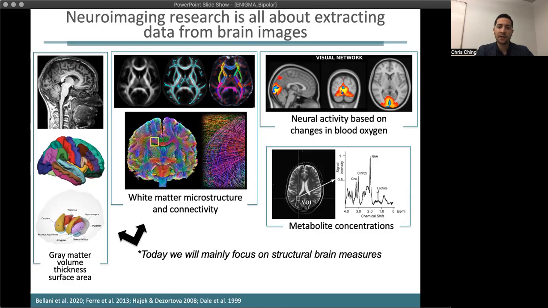In the upper right, we have functional neuroimaging, or a way of quantifying neural activity based on changes in blood oxygen. And in the bottom right, we have a classic MR technique in which we can quantify metabolite concentrations across different brain regions. Now, there are lots of other techniques, many other MR modalities. Today, we'll be focusing mainly on the two on the left, so the gray matter and white matter structural measures.